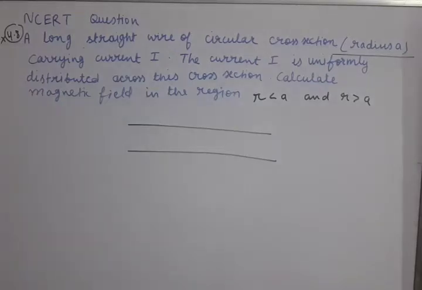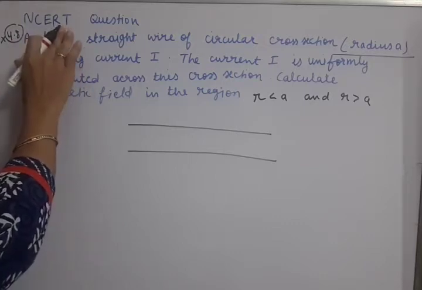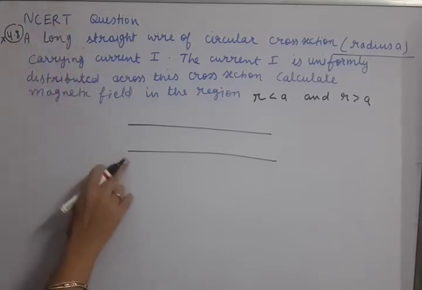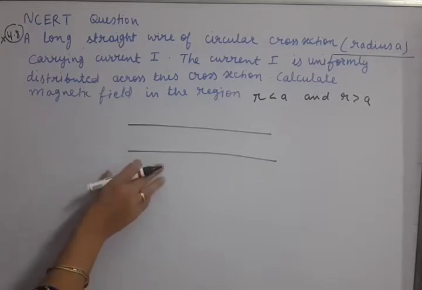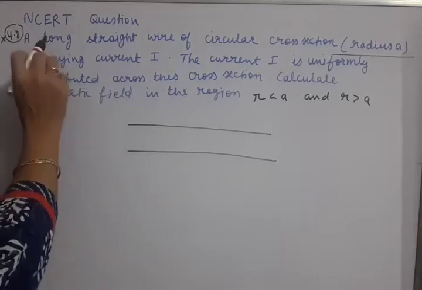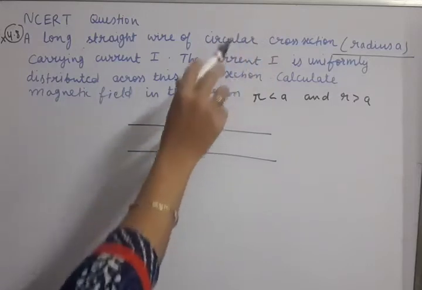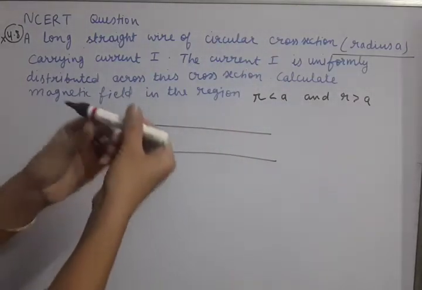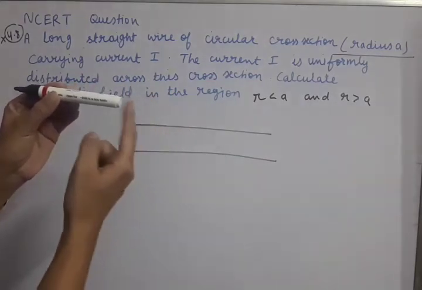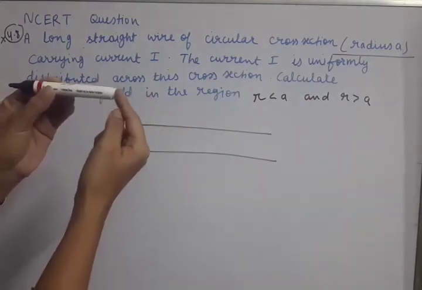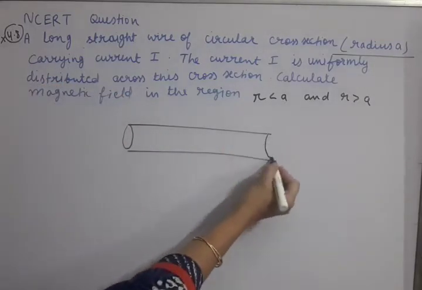In this sheet, we are going to understand one question from NCERT examples that is based on Ampere's circuital law. We are going to solve this question using Ampere's law. In this question, a long straight wire of circular cross section, radius A. That means you can see that one wire of circular cross section is given. The radius of this cross section is A. So we can draw the wire like this.